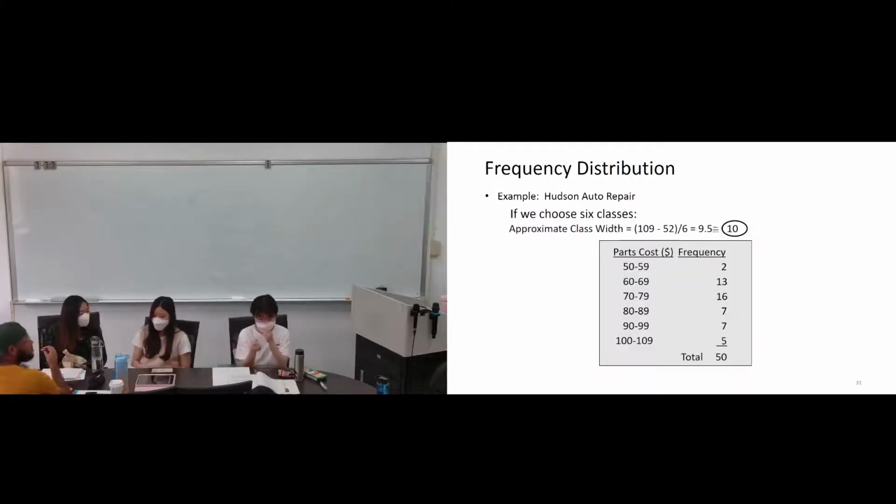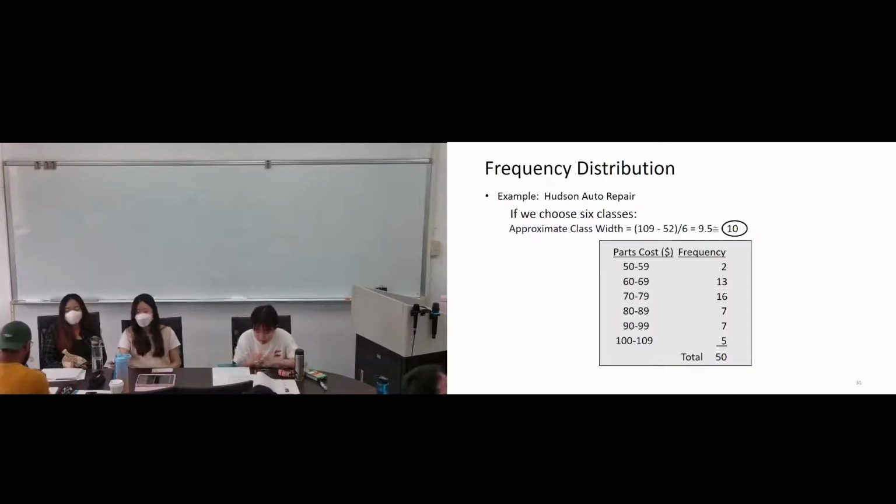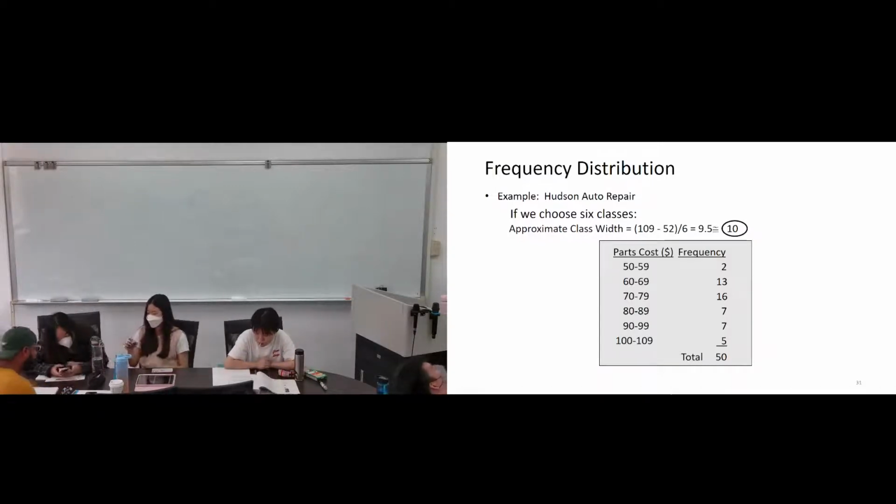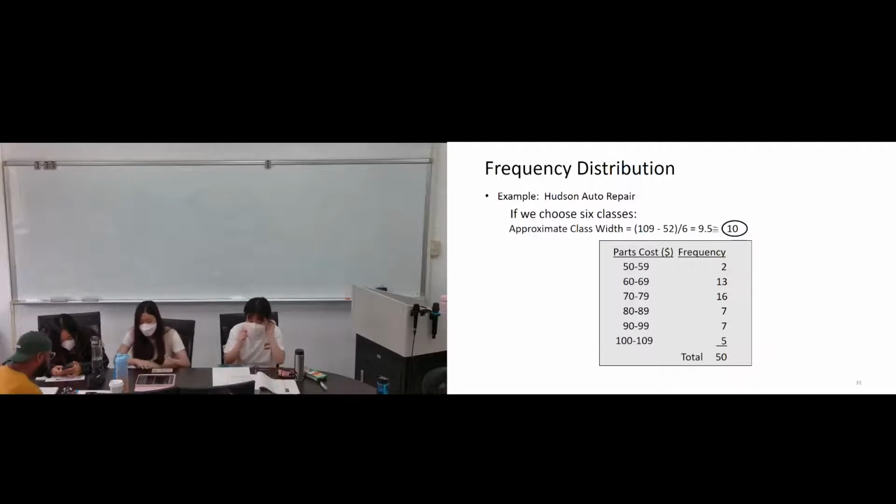Okay, so go back to the Hudson Auto Repair. We have chosen 6 classes. The maximum value is 109 and the minimum is 52. First we find the difference between the maximum and minimum values and divide it by the number of classes, 6. Then we get a value of 9.5. After that we round it up to the integer, which is 10.